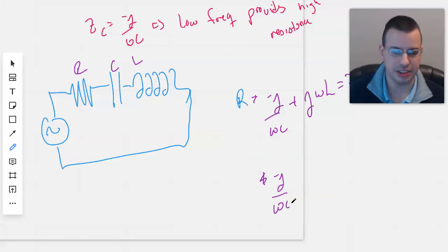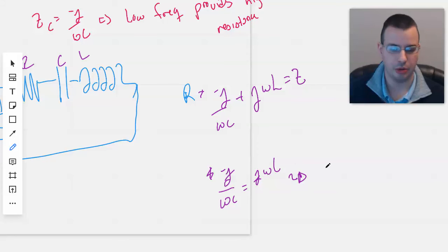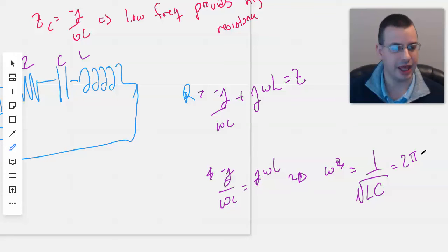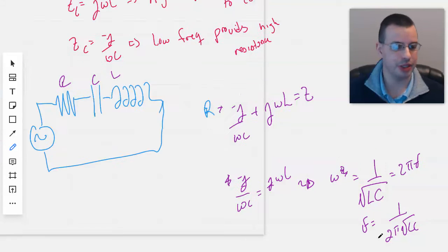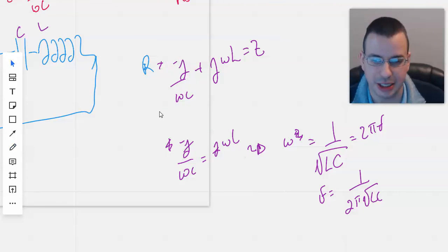And so you would get something along the lines of, let's see, negative j over omega C equals j omega L. j's cancel, there's still a negative there, but I'm going to basically ignore it because it's just showing that they're opposite directions. You get omega squared equals 1 over LC. And then omega equals 2 pi f. And so when you see people talk about a resonance frequency, it'll be 1 over 2 pi root LC, where L is the inductance and C is the capacitance.